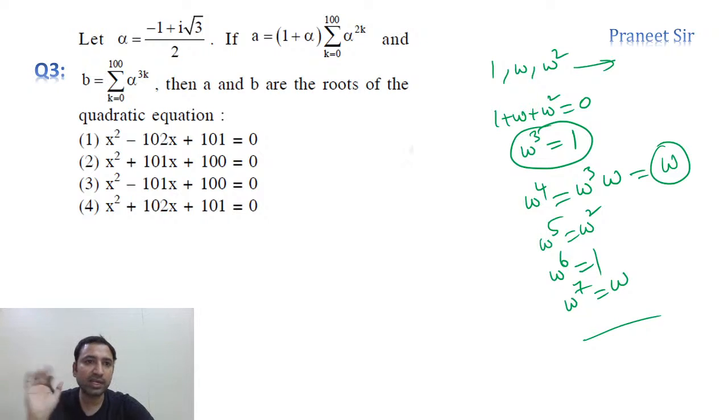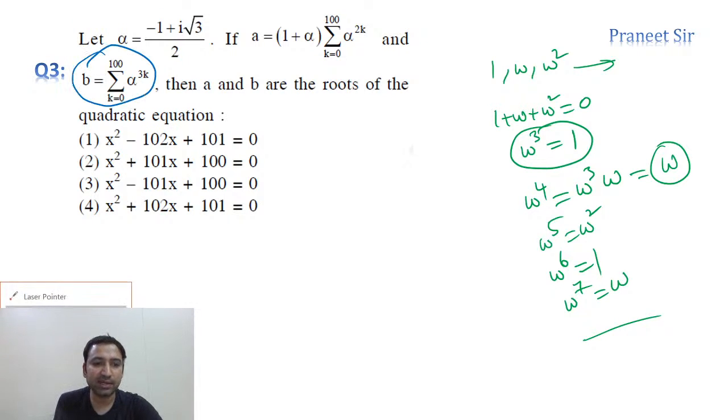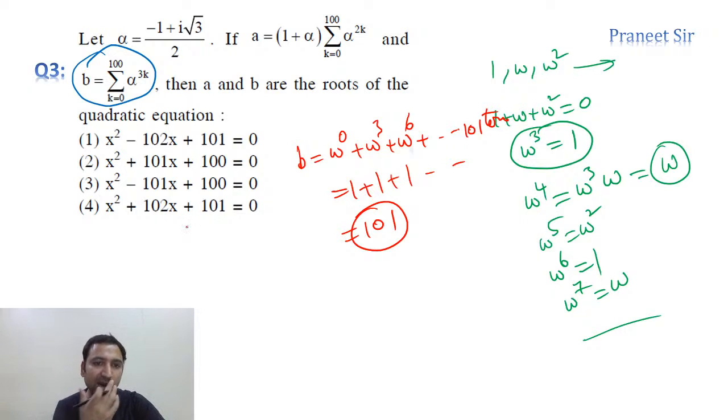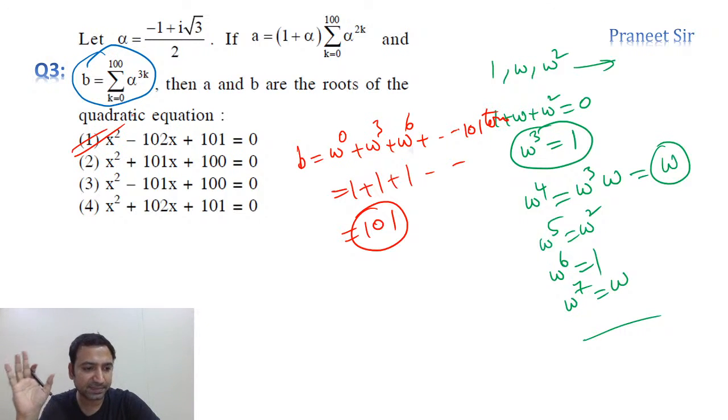Otherwise, what you can do is you just calculate only B. You don't need to calculate A and B both. If you calculate only B, B is equal to omega power 0 plus omega cube plus omega power 6 and so on up to 101 terms, which is equal to 1 plus 1 plus 1, 101 times, which is equal to 101. 101 should be a root, guys. In the options, if you substitute 101, which one is satisfying? Only the first option is satisfying it. That's it. You don't need to calculate the A value.